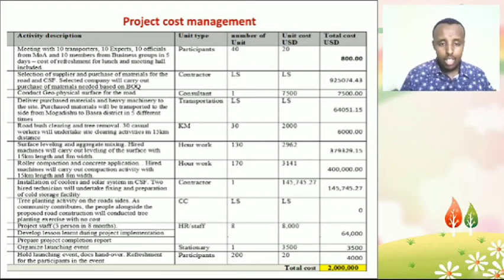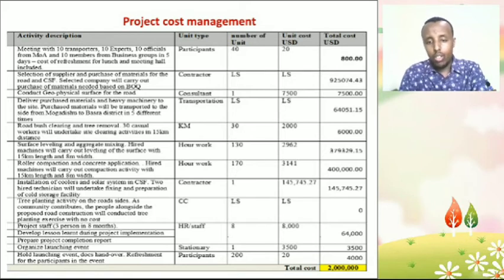The next activity in this cost project management table will be surface leveling for the road. For this, we have to use a grader machine for 130 hours, and the overall cost will be $379,929. Roller compaction: when we level the road, we have to compact the road. So this will be 170 hours, and the total cost will be 400,000.